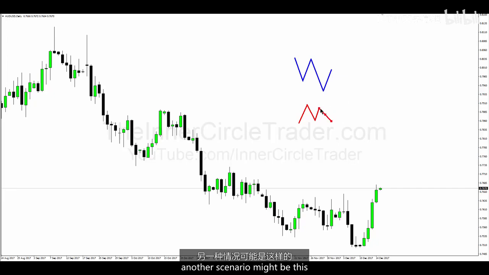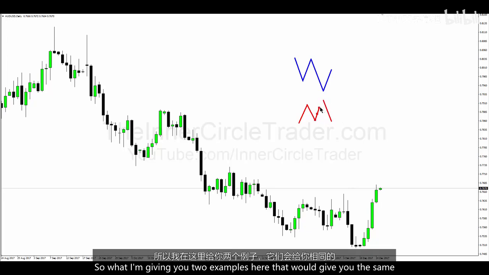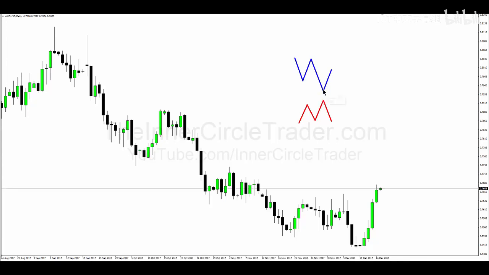Conversely, another scenario might be this, and it would mean the same thing. Okay, so I'm giving you two examples here that would give you the same analysis, that being there's a crack in correlation.